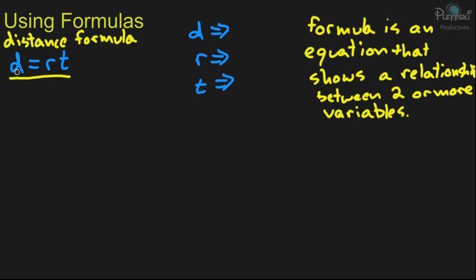Now D, you may guess, is distance. It represents distance. R is going to be our rate, and you may think of this as speed. How fast are you going? And then T is, well, how long have we been going at that rate? So T would be time. So distance is going to equal our rate times our time. D equals R times T. D equals RT.